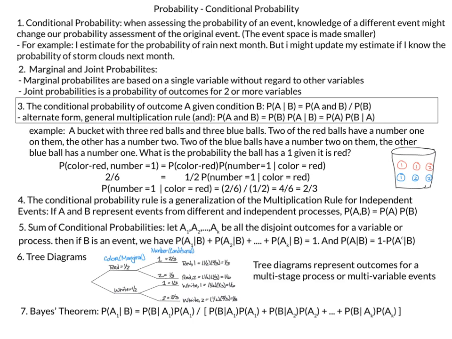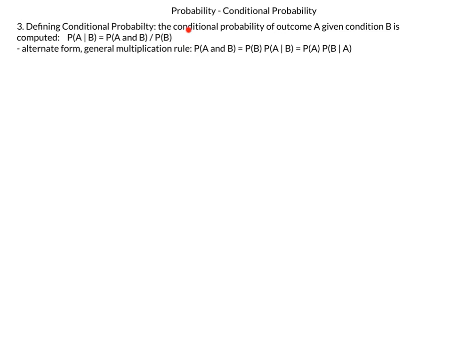Next, we'll look at the formula for conditional probability. This is the classic way of defining our conditional probability. So the conditional probability of outcome A given condition B is computed probability of A given B. This straight line here means given. Probability of A given B has occurred is equal to the probability of both A and B occurring divided by probability of B occurring. So this is, again, the classic definition.